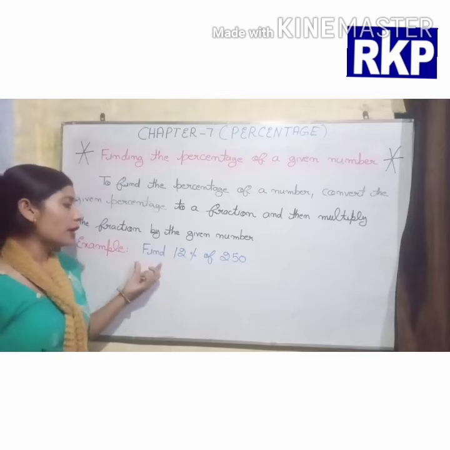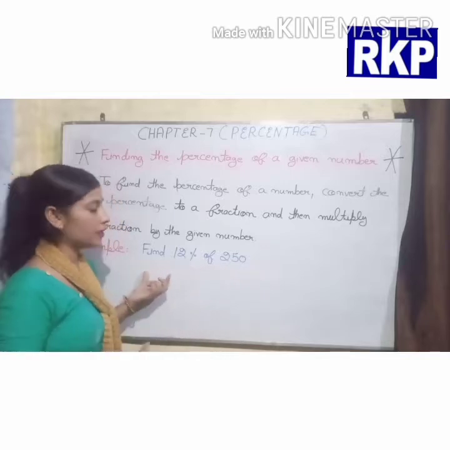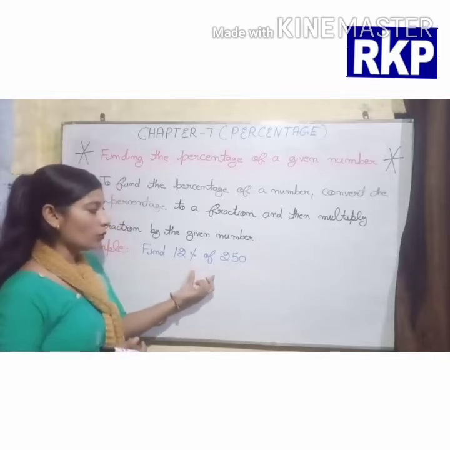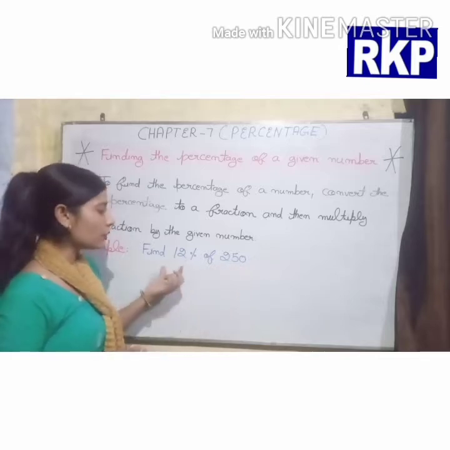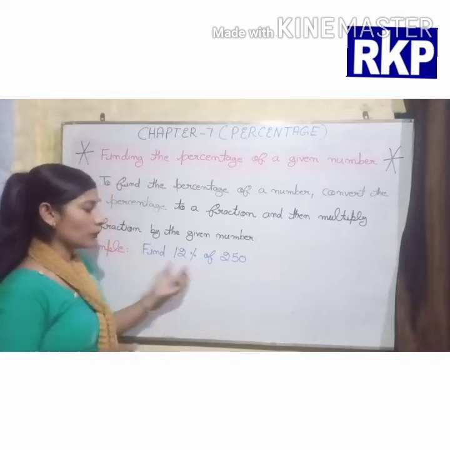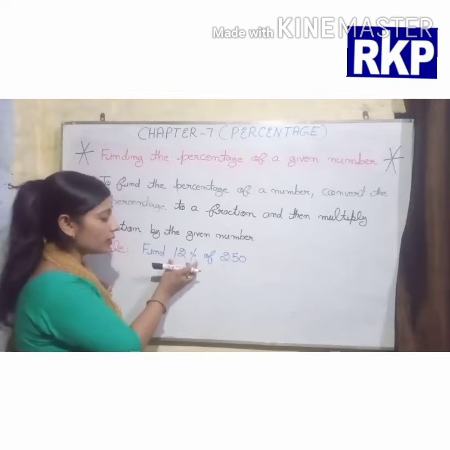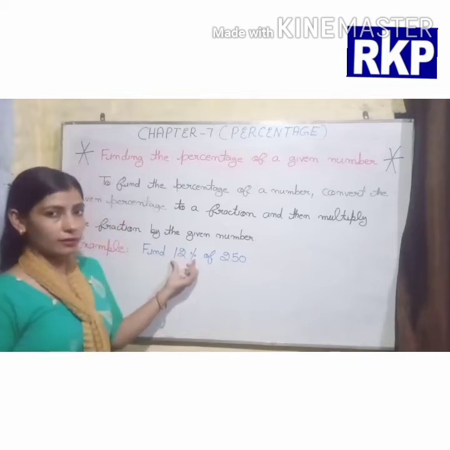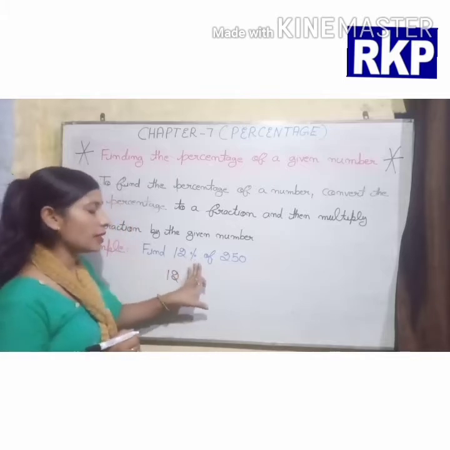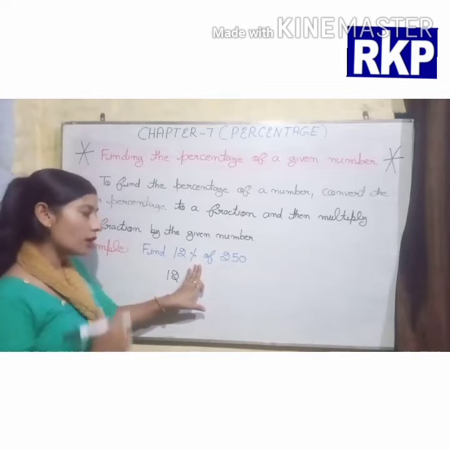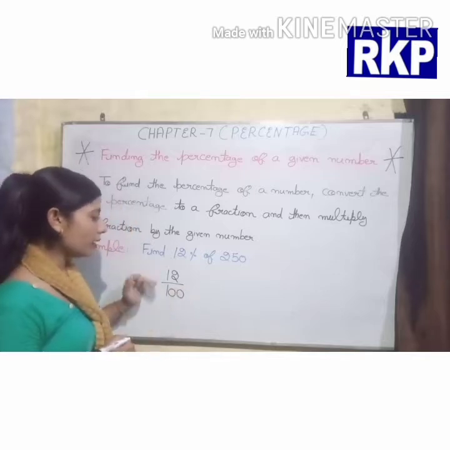Here I have written: find 12% of 250. So here we have to find 12% of 250. First of all, what will we do, beta? First of all, we need to remove this percentage symbol, which means we have to write this percentage as a fraction. So first of all we write 12. 12% means 12 out of 100, so we write 12 out of 100, which means 12 by 100.